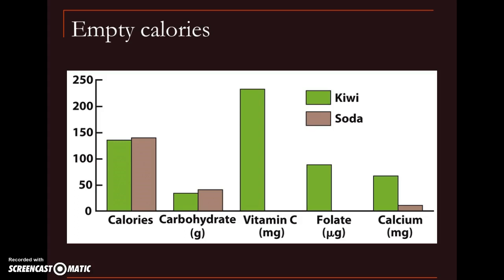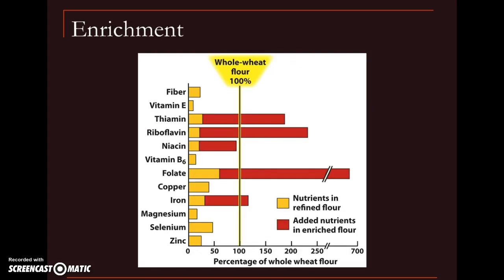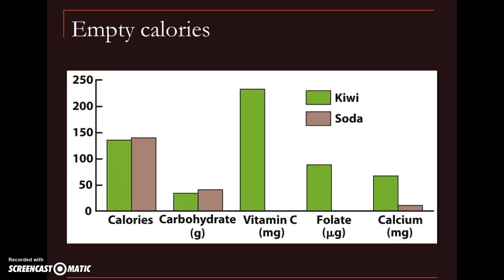So you can see the calories and the macronutrient, carbohydrates, are the same, but the vitamin C, the folate, and the calcium are much higher in that kiwi than the soda. And you can see that same thing in the enriched flour, right? So you look at the refined flour versus the whole grain. There's just so much more going for that whole grain if you're looking at calorie for calorie.